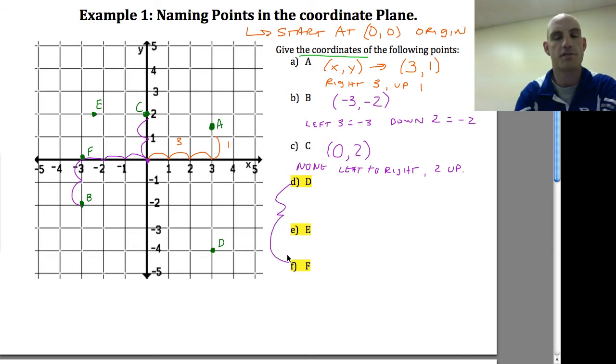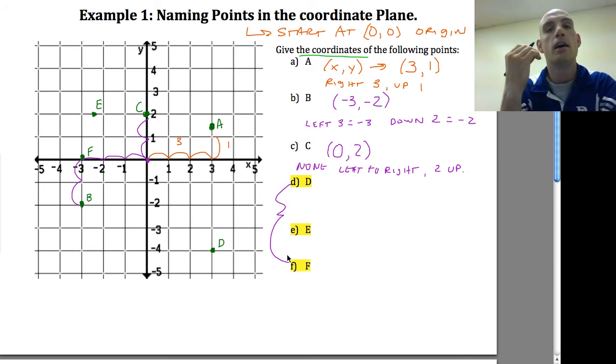I want you to try these 3 highlighted ones yourself. See if you can find the coordinates for those 3 points on your own. We will talk about those in class. Okay, so try those on your own. Pause the video here. That's a great idea. Go ahead and pause the video and you can pick it up with the next example.